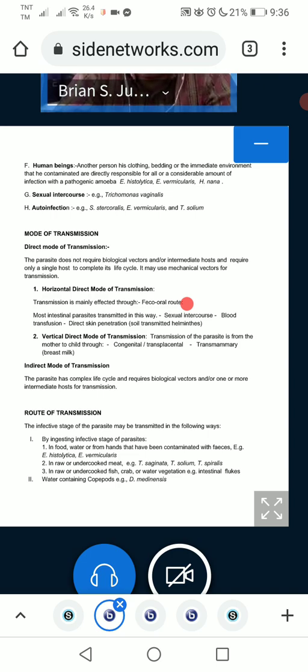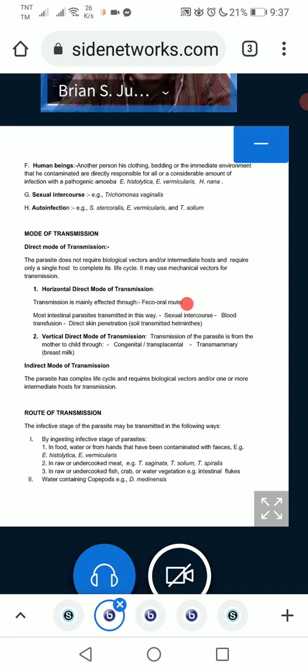So that is the mode of transmission when it comes to other types of parasites. Okay? Aside from normal sexual intercourse, where Trichomonas vaginalis is transmitted. By the way, Trichomonas vaginalis belongs to the STDs, or sexually transmitted diseases. Okay? And lastly, we have autoinfection.